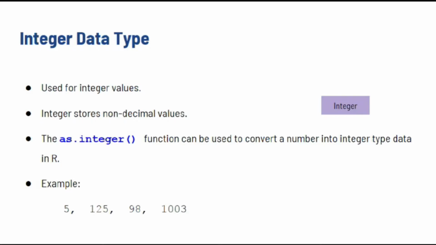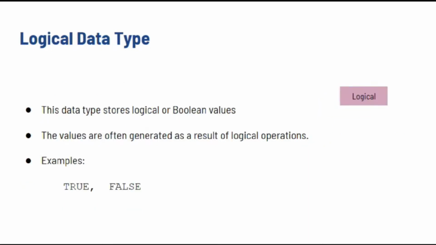The integer data type is used for integer values. This data type stores non-zero values. To store a value as an integer, we need to specify it as such. We can store as well as convert a value into an integer type using the as.integer function.